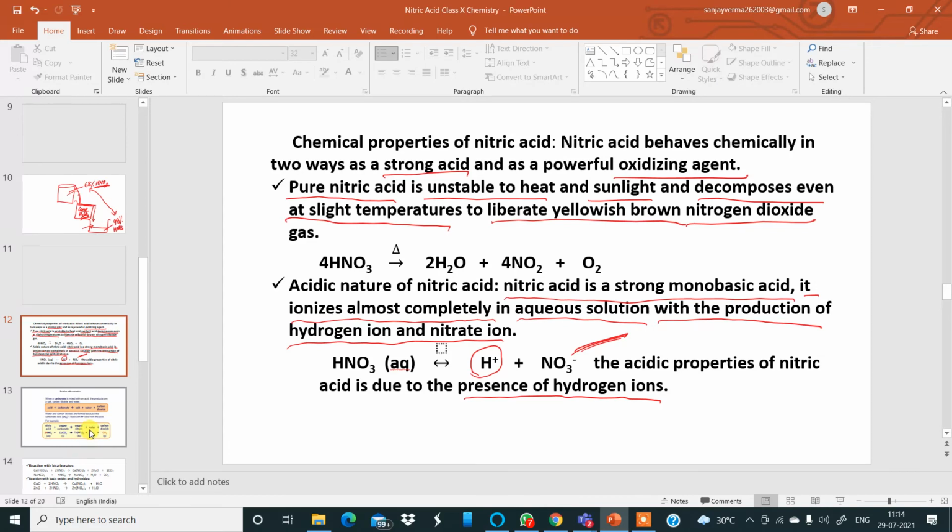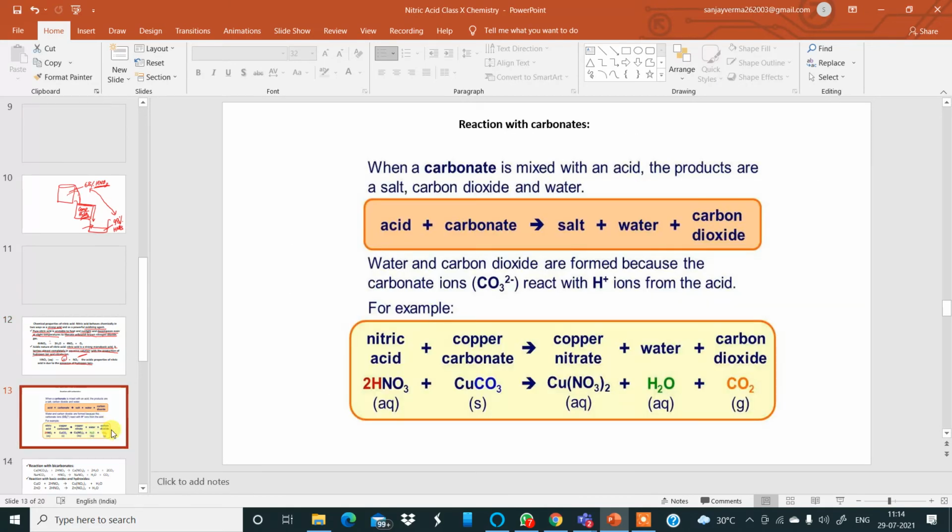Okay, now moving further to our next slide, chemical properties: reaction of nitric acid with carbonates. When a carbonate is mixed with an acid, if you react a carbonate with nitric acid, the products formed are generally the salt, carbon dioxide gas and water. This is the general reaction over here. Now, water and carbon dioxide are formed because the carbonate ions react with H plus ions from the acid. An example is given over here.